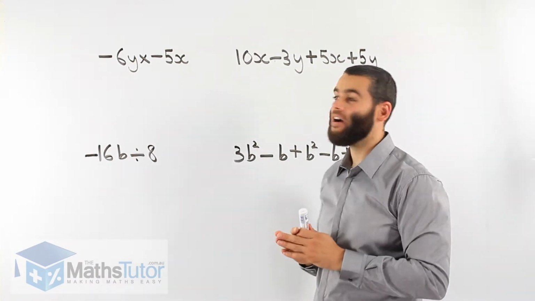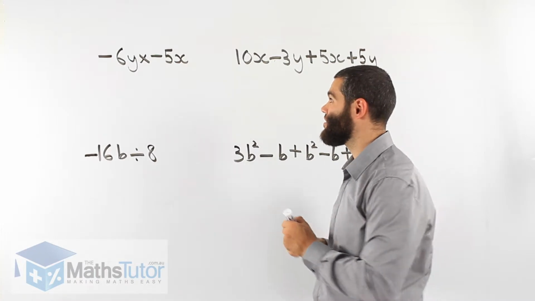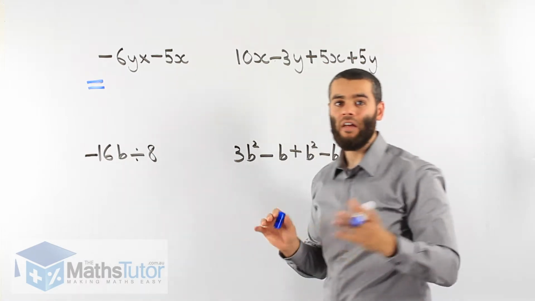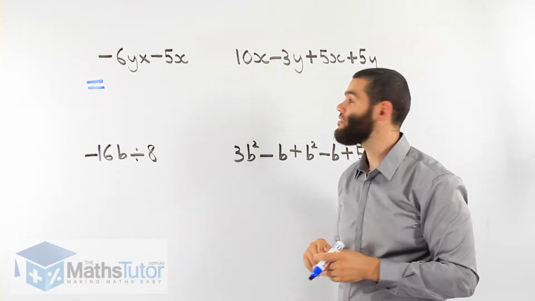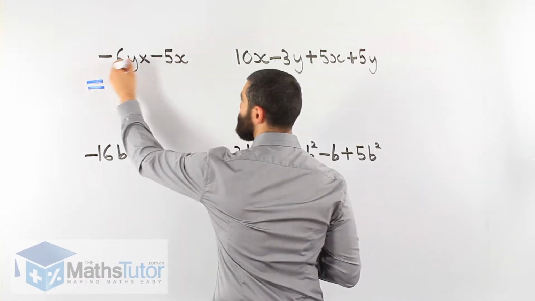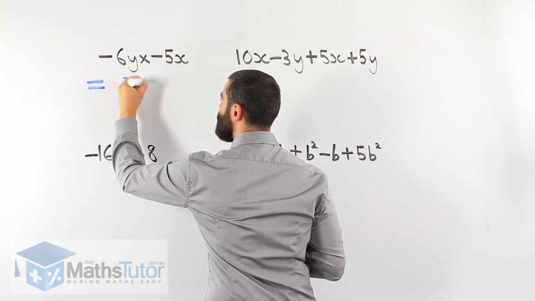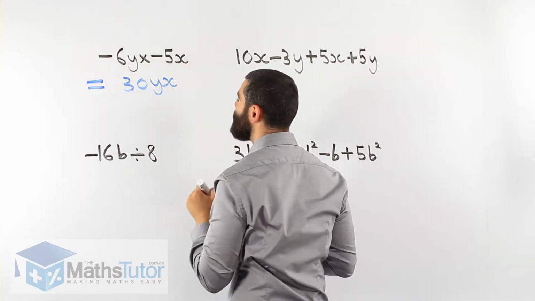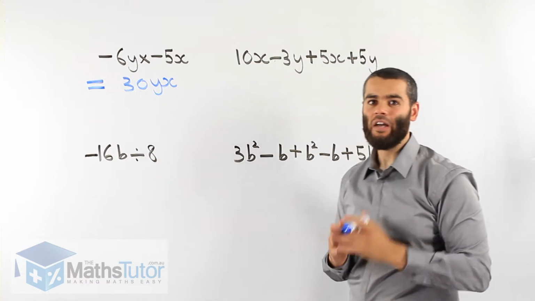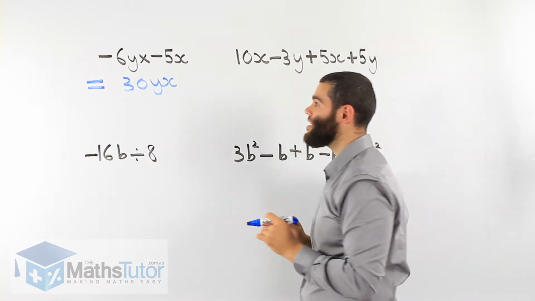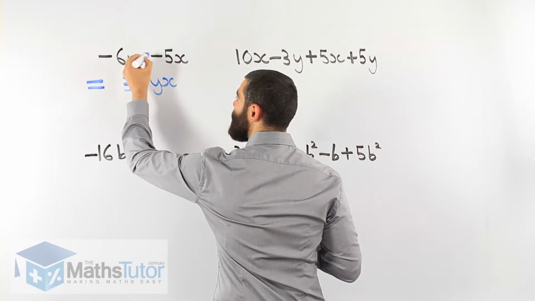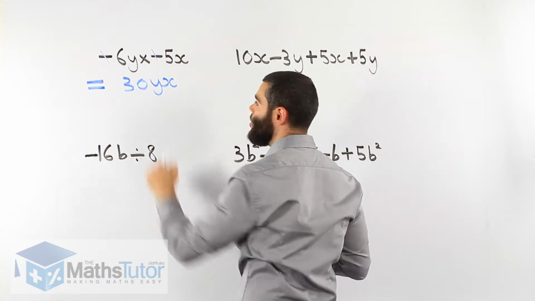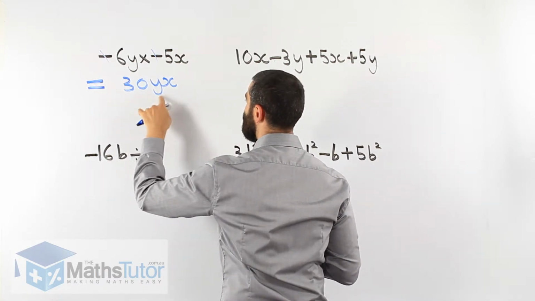Minus 6y times minus 5x. Okay, we have a multiplication, so we don't really care about like terms because with multiplication we can times everything together. 6 times 5 we know is 30. Yx, because y times x, yx. Or we can write it 30xy or 30yx, up to you, doesn't really matter. Minus and minus, when we multiply two negatives together, they say, see you later, bye-bye, they're gone. Our answer is positive 30yx.